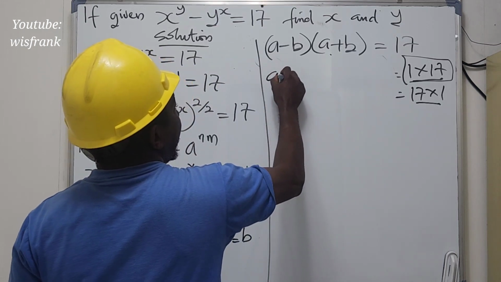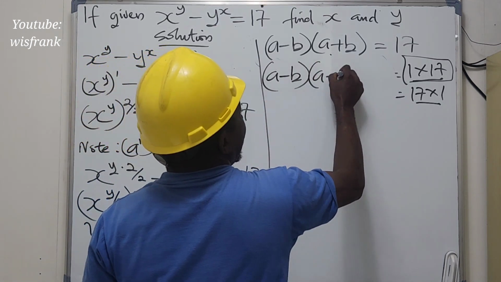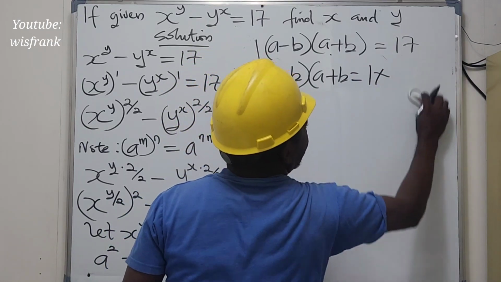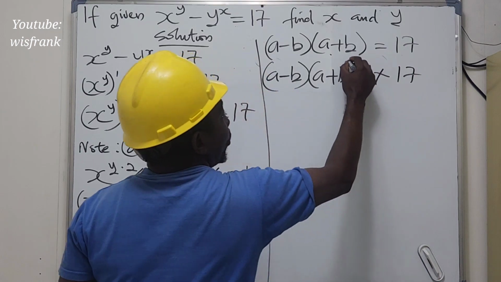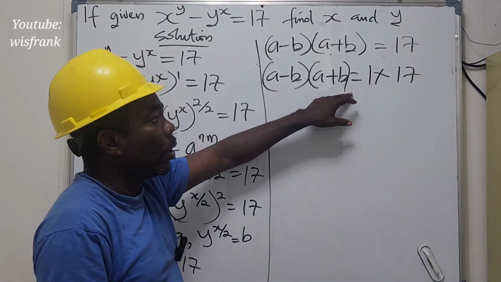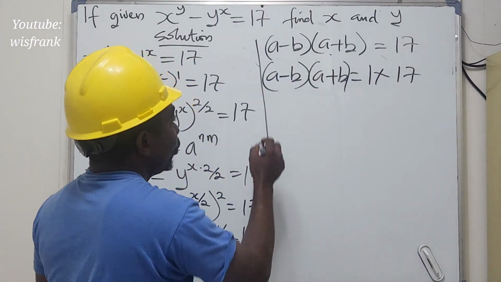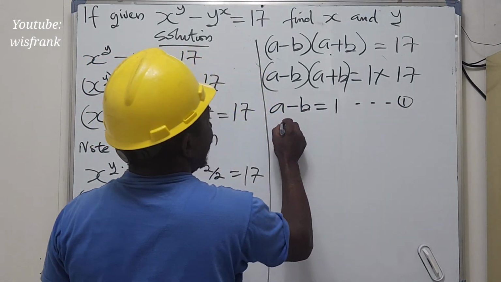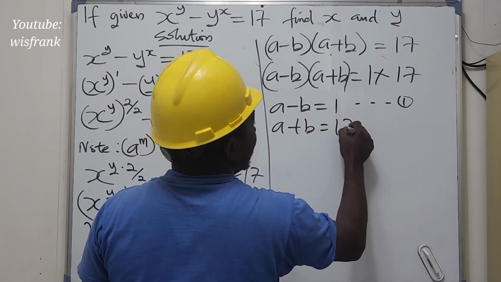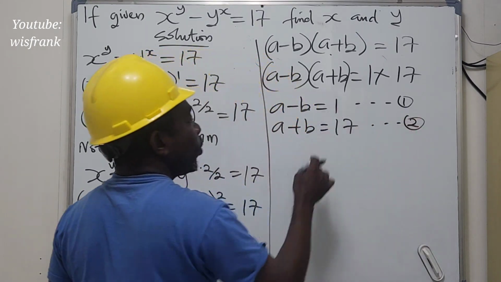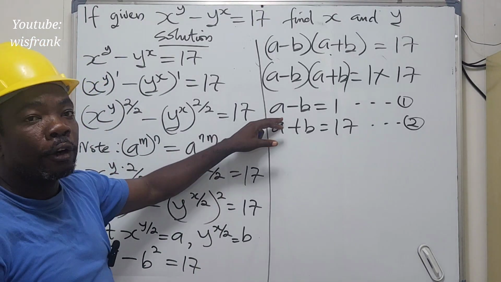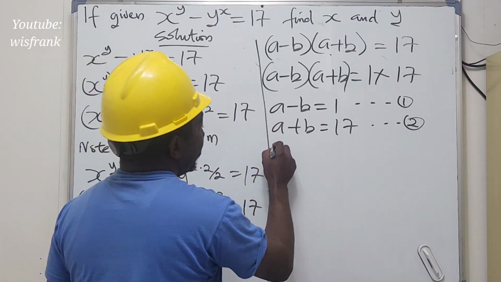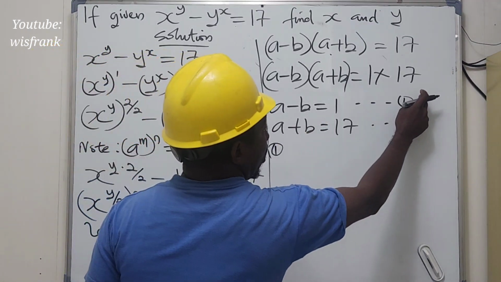Here will become a minus b all into a plus b equals to 1 times, we have there 17. So it is the first parenthesis equals to 1 and the second parenthesis equals to 17. So we have that a minus b equals to 1 for case 1, and also have a plus b equals to 17. This is case 2. So what we are going to do is for us to find the solution of a and b from these two cases. So the first one, from case 1, we can call it equation 1 and equation 2.